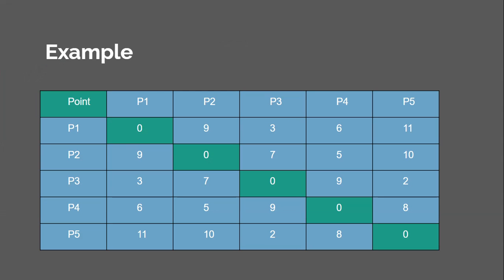Let's look at the example. Given is a matrix in which the distances between clusters are given. This is a symmetric matrix. As we know, the distance between two clusters P1 and P2 is the same as the distance between clusters P2 and P1. And also the diagonal entries are 0.